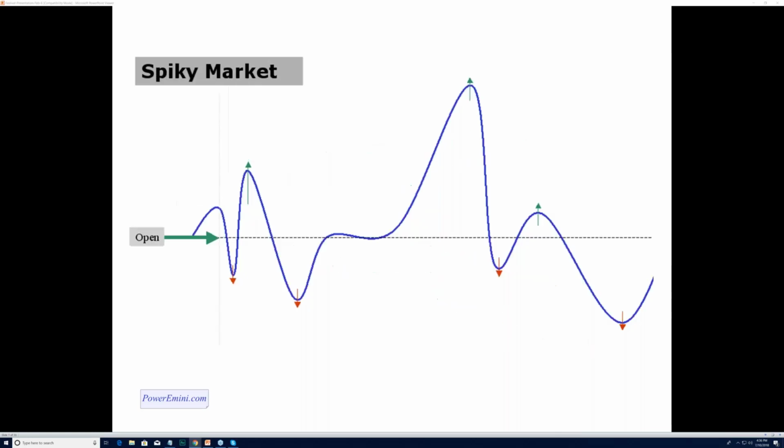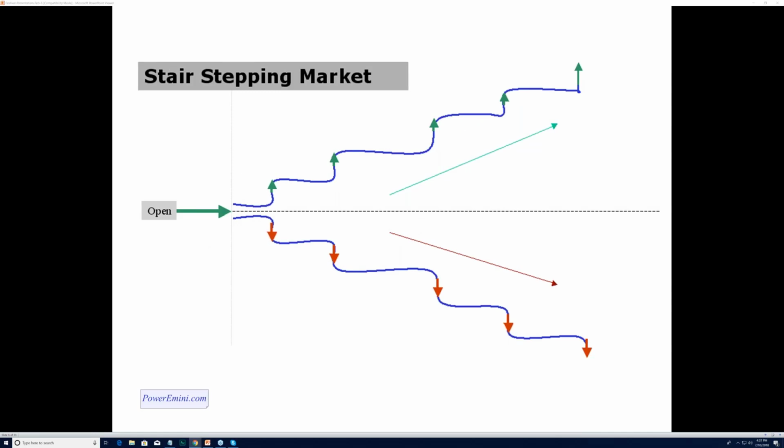The third kind of market is a stair-stepping market. This is a market that you typically see on a trending day. A good example would be, let's see, was it Friday? Friday we had kind of a stair-stepping market. Monday we had a stair-stepping market, and this is intraday.